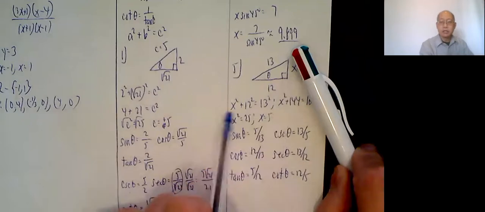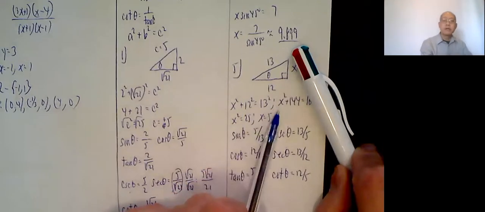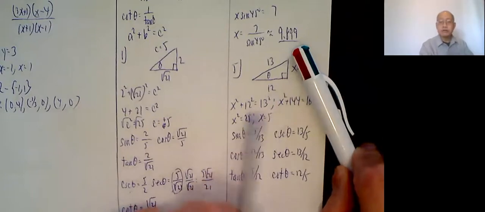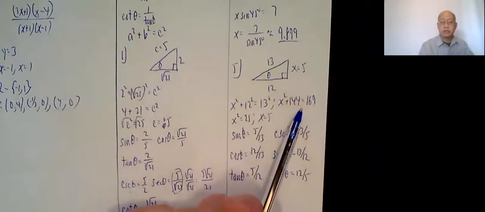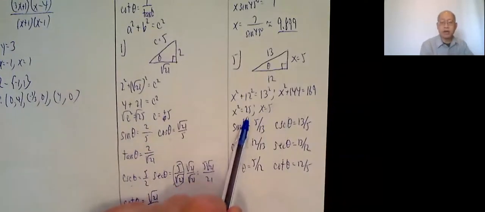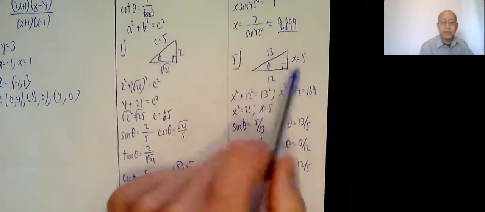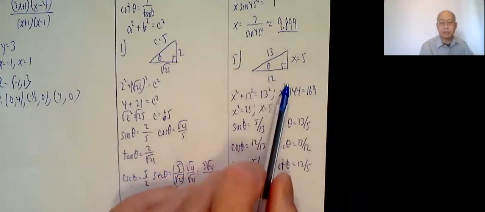Okay, problem 5 over here, they gave me 12, 13, and x. Find x. So x squared plus 12 squared equals 13 squared. Pythagorean theorem. 12 squared is 144. 13 squared is 169. Subtract, I get x squared equals 25. Square root, x is equal to 5. And once I have that, I can get the ball rolling.